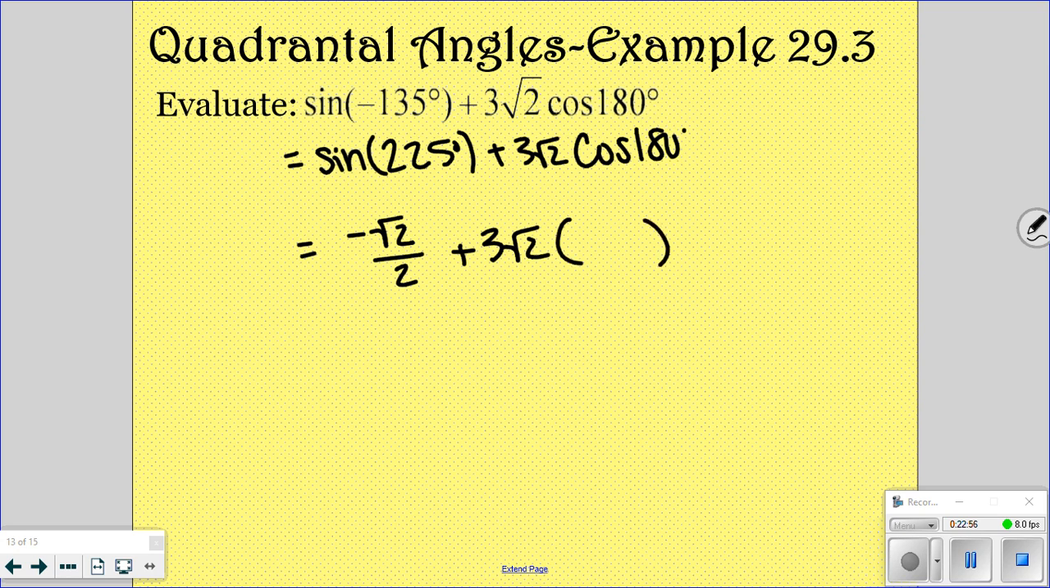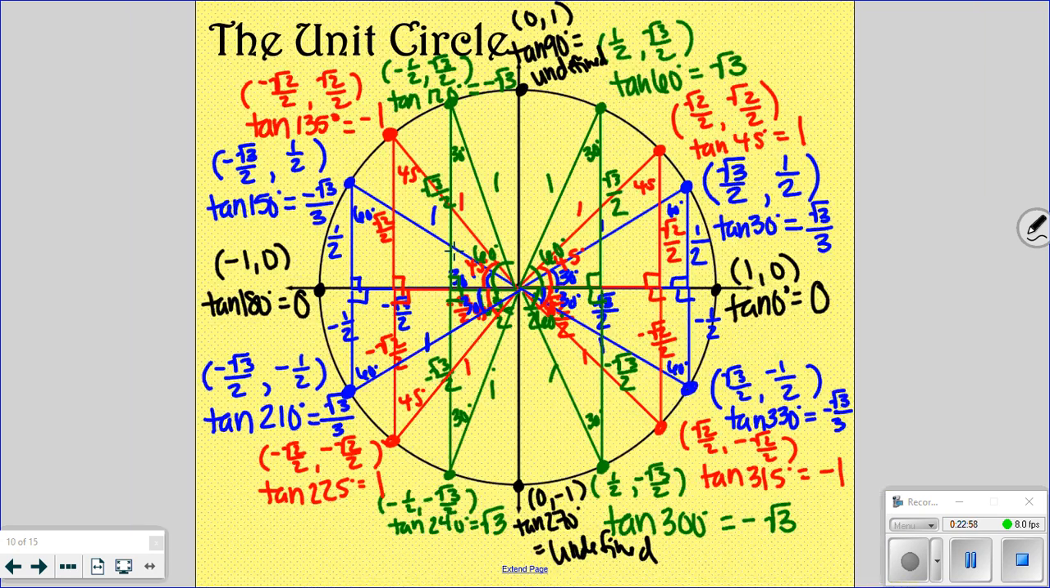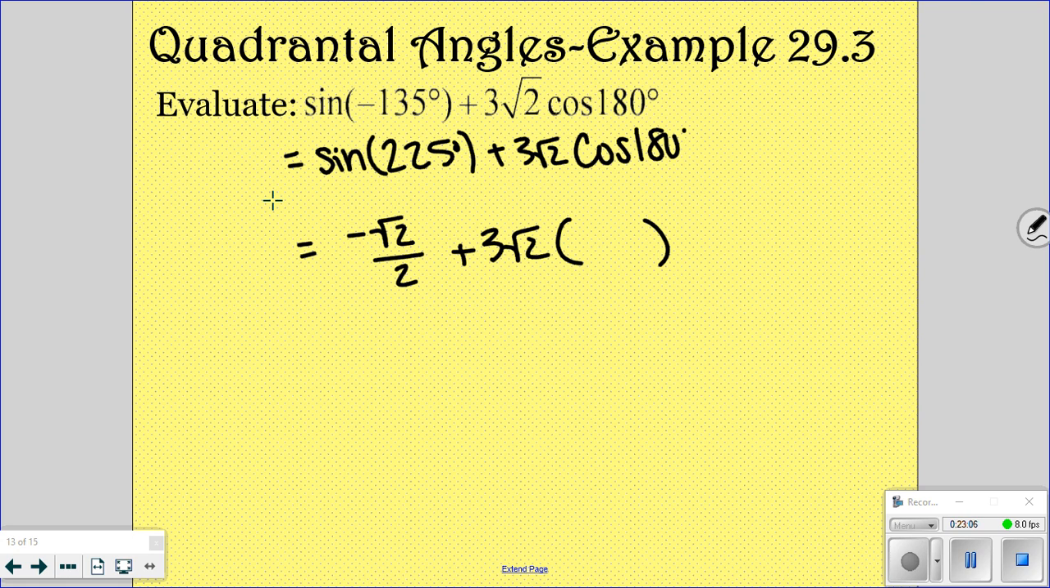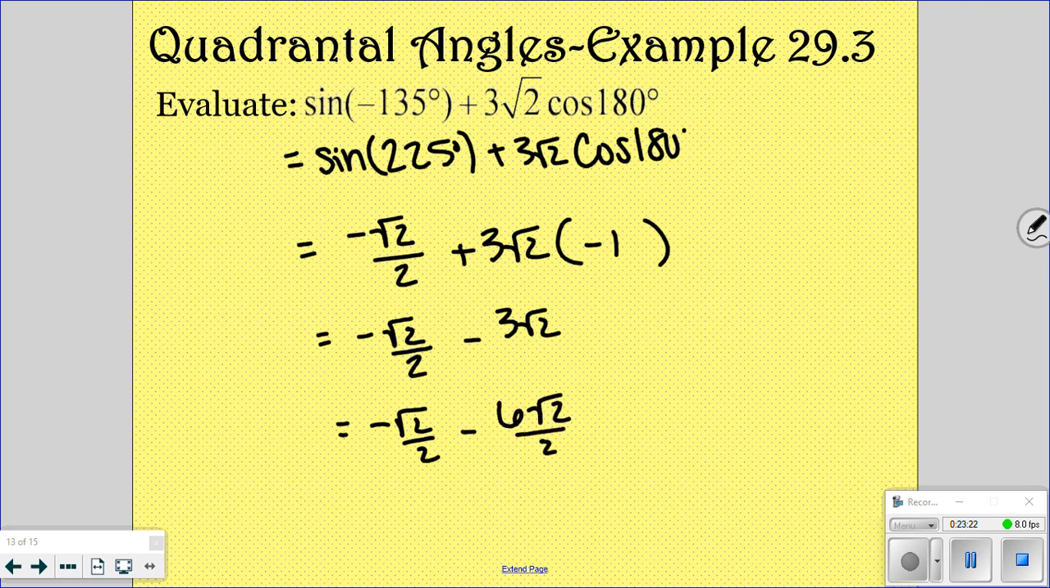And now we're going to go back and look at the cosine of 180. So 180 is over here, and the cosine is the x value, which is negative 1. So this is negative 1. So I end up with negative square root of 2 over 2 minus 3 square roots of 2. So I can combine these with a common denominator of 2. So that would be 6 square roots of 2 over 2. So negative square root of 2 minus 6 square roots of 2 would be negative 7 square roots of 2 all over 2. So that would be your answer there.